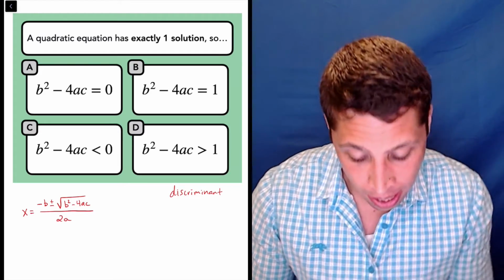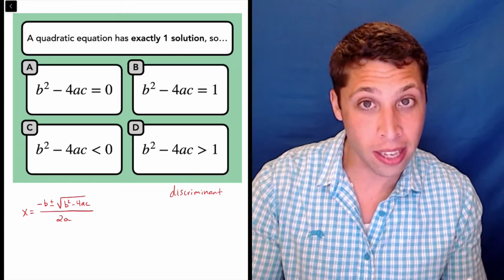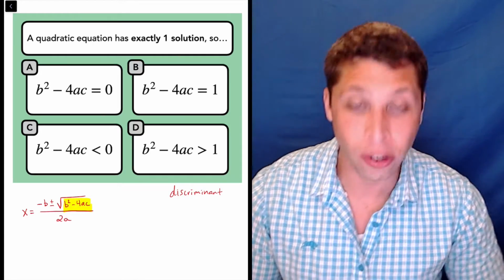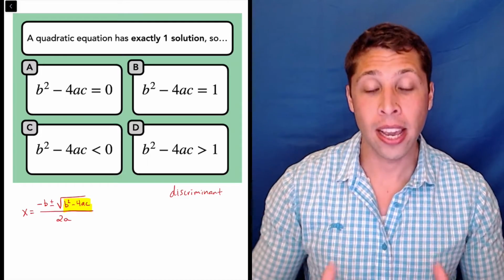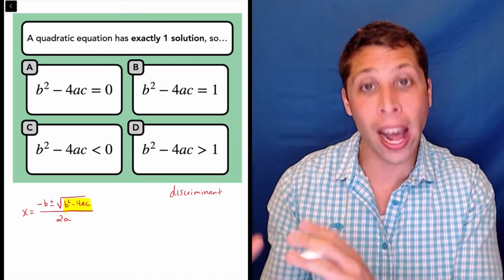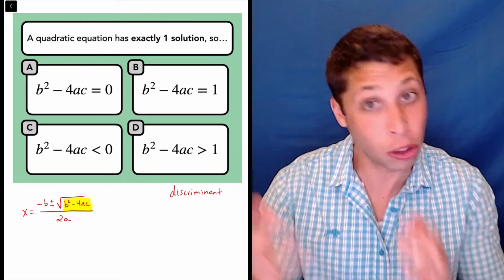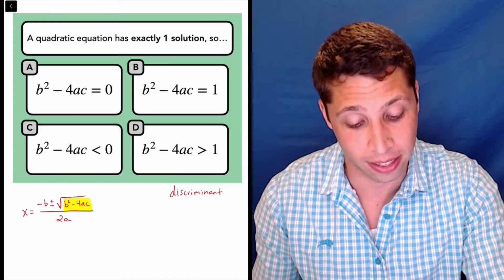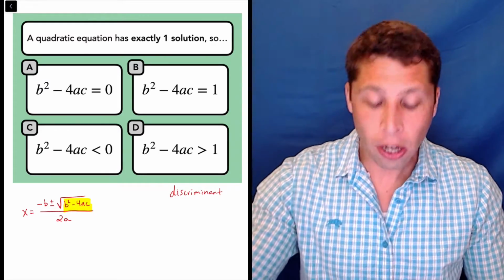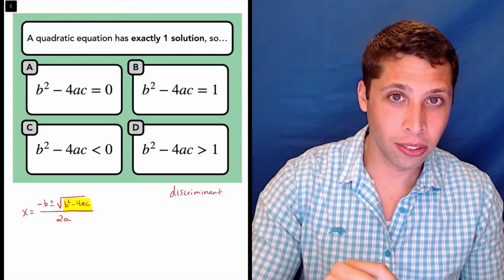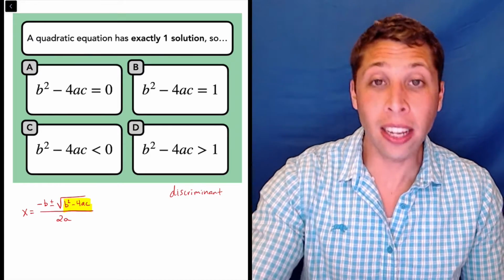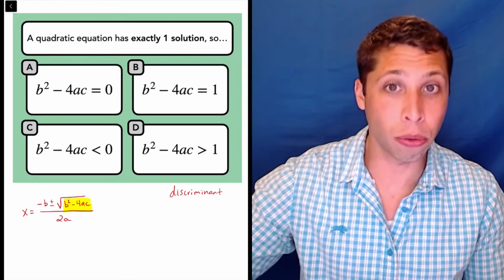And you can see that this b squared minus 4ac appears in the quadratic formula. That's what the discriminant is. It's this little piece under the radical in the quadratic formula, which you do need to memorize if you want a 700 on the SAT. Now, because of the properties of radicals, the discriminant can tell us the number of solutions without us having to go through the whole process.